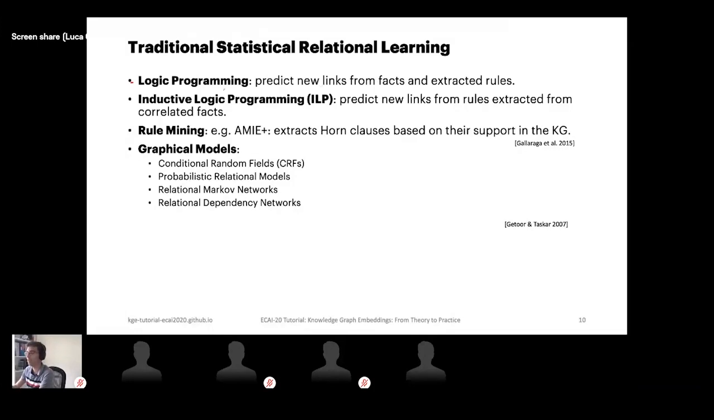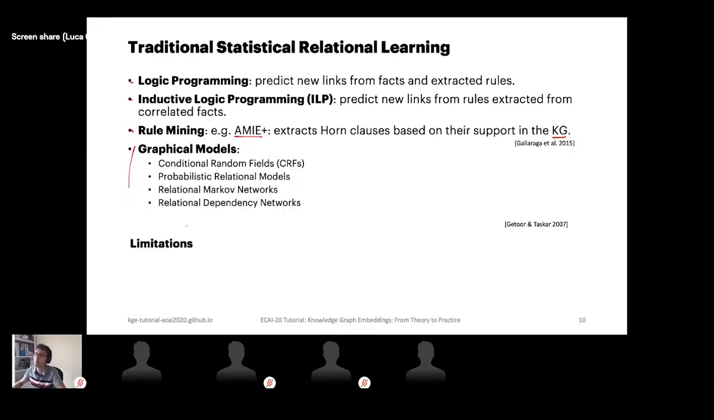But the design rationale and the techniques used differ quite a lot from what you're going to see today. But it's important to know that these methods exist, methods like inductive logic programming, or rule mining techniques like the popular AMIE+ that extracts Horn clauses from knowledge graphs, or the whole world of graphical models, conditional random fields, relational Markov networks, and the like.